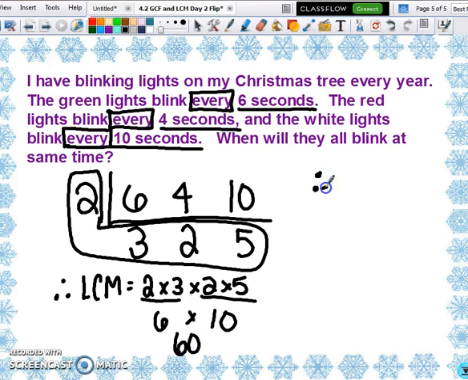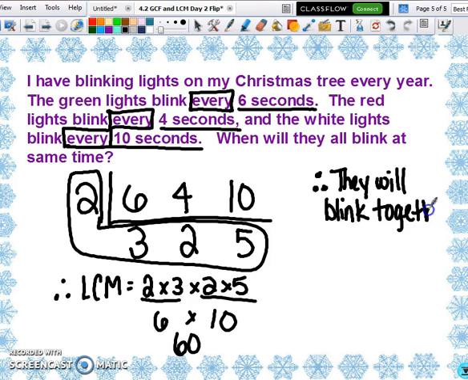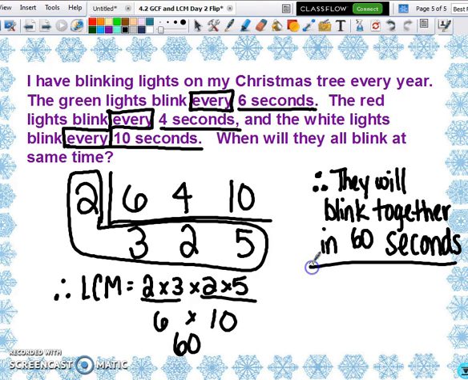Therefore, they will blink together in 60, and we're dealing with seconds. The 6, the 4 and the 10, they were all seconds, so that means our answer is also seconds. So they are going to blink together in 60 seconds. Every 60 seconds, that means they blink together.